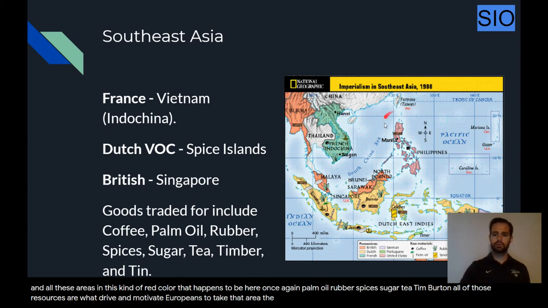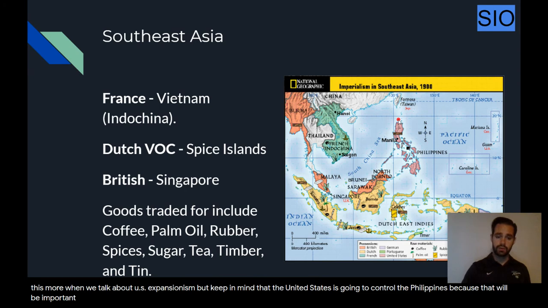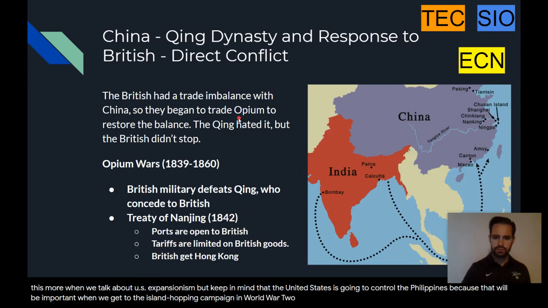The last part I want to bring up is the Philippines right here. We'll talk about this more when we talk about US expansionism, but keep in mind that the United States is going to control the Philippines because that will be important when we get to the island hopping campaign in World War II. Let's talk about China.